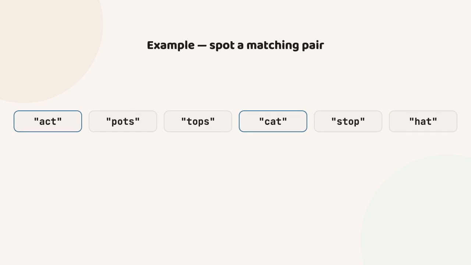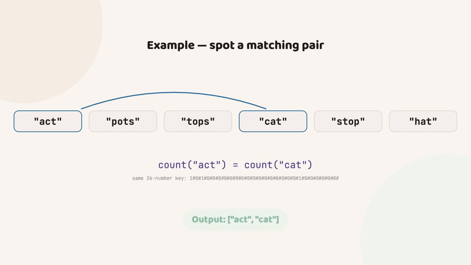Here we have multiple strings: act, pots, tops, cat, stop, and hat. For the first string, we have act. What's the anagram of act? That is cat. How do we determine that? We count how many times each character occurs in act, and we count the same for cat. The counts match. We will cover this 26 character key in more detail once we get to the implementation. So for now, our first group is act and cat.